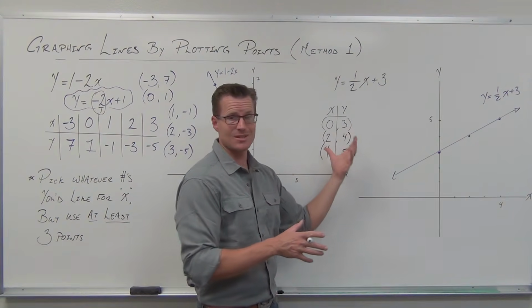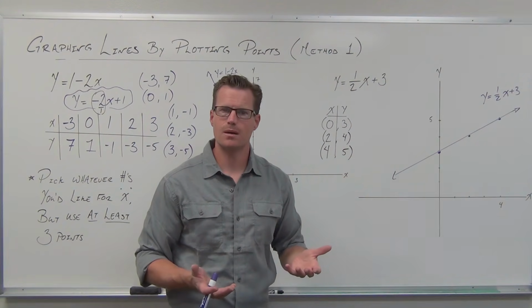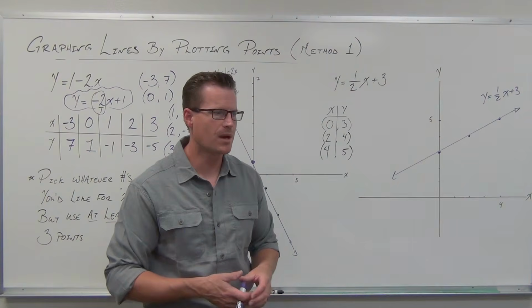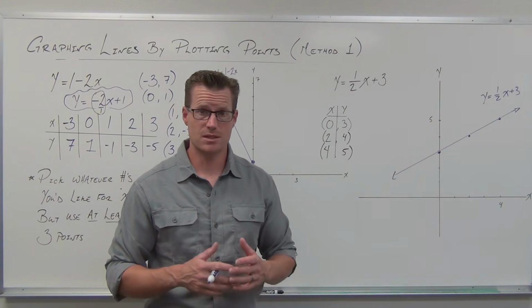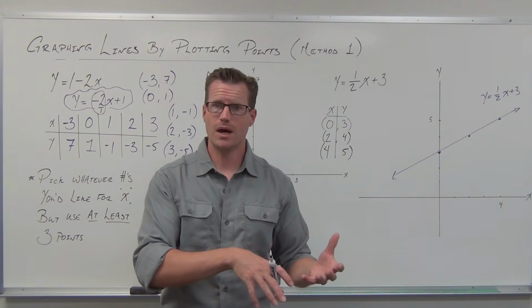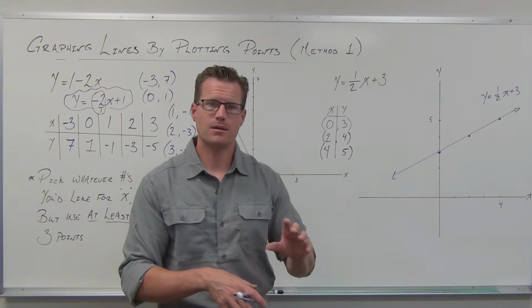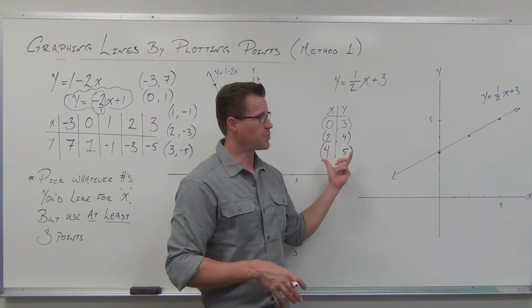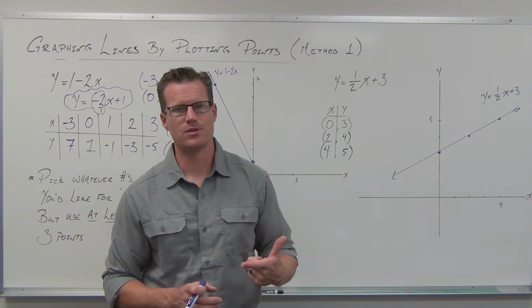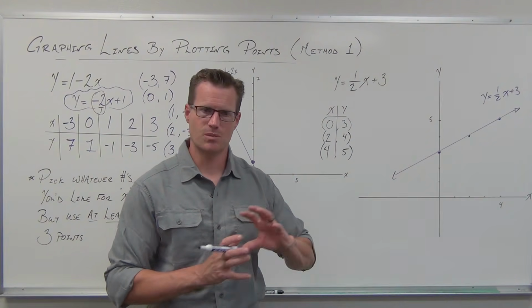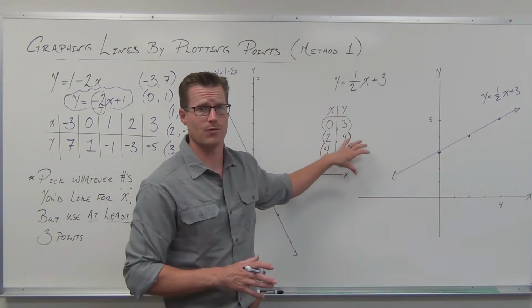Now, you might like this right now because it's fairly easy. I mean, you're just plugging in points, you're plotting them. But easy doesn't mean efficient. Efficiency is getting the right answer quickly, not spending a lot of time on it, and avoiding mistakes. This is prone to mistakes, especially when we're dealing with fractions and negative numbers. So I'd like to get us to the point where we don't even do this ever again.